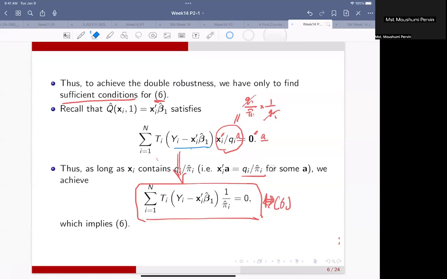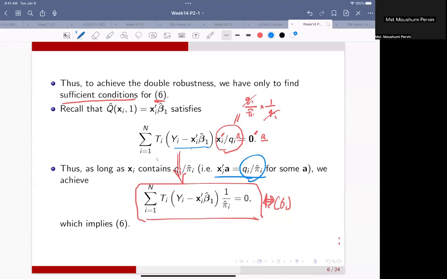So basically, we assume one more thing, right? The assumption is that x prime a is equal to qi divided by pi i hat for some a. That means this, right? This is a part of xi. Qi divided by pi i hat is a part of xi. Or you can say that we augment x to include this. So you augment your covariate.